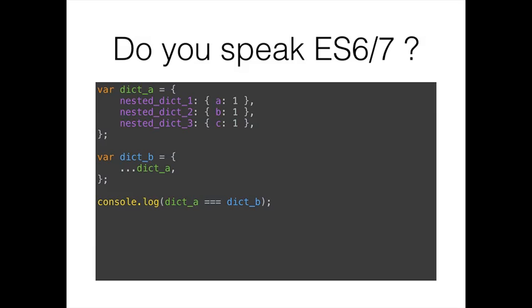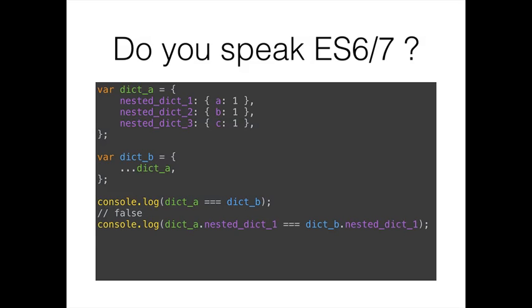True? False? There you go, it's false. Because it's actually a different dictionary. So you actually create a new object. And the triple equals operator is just checking the pointers in memory. So it's really fast, but it's only pointers. So the objects must be different.